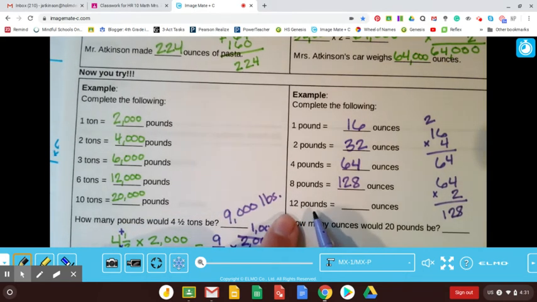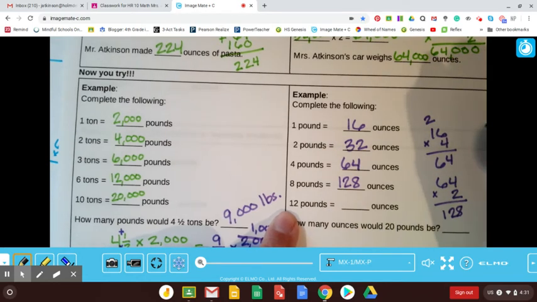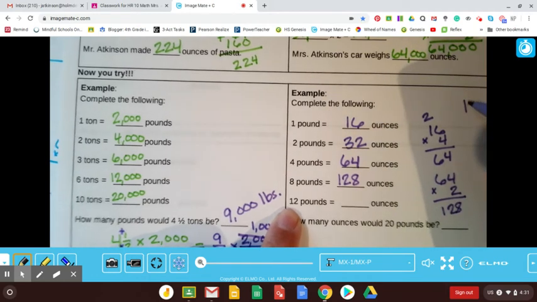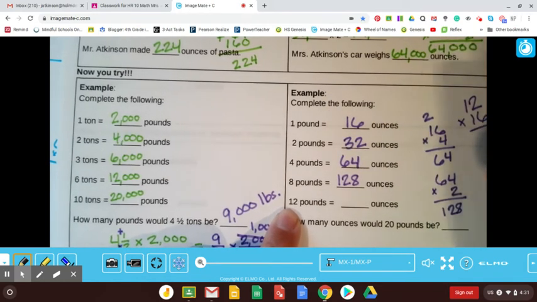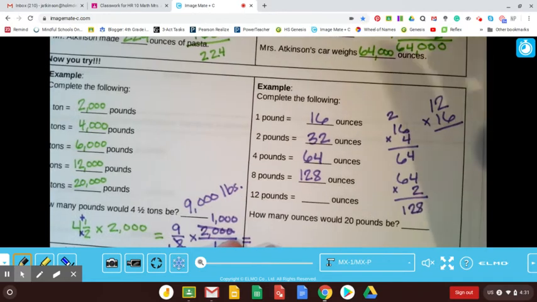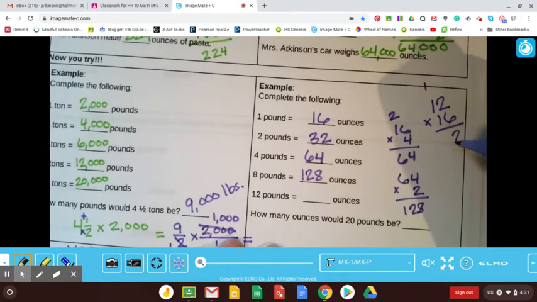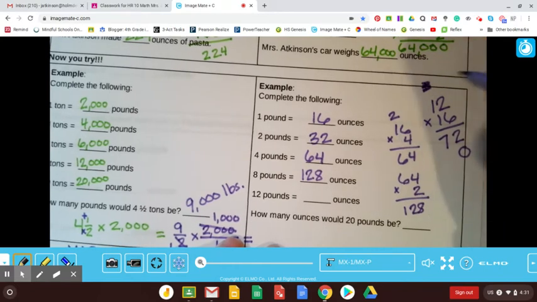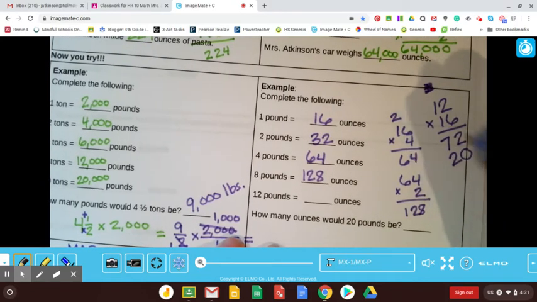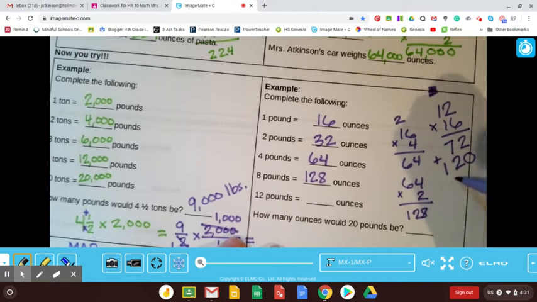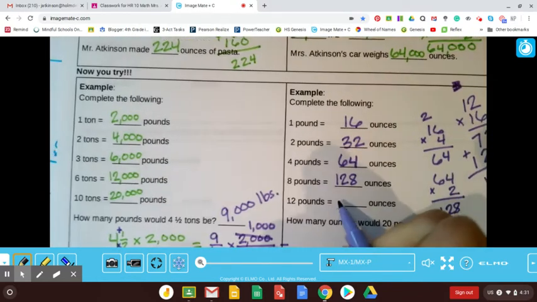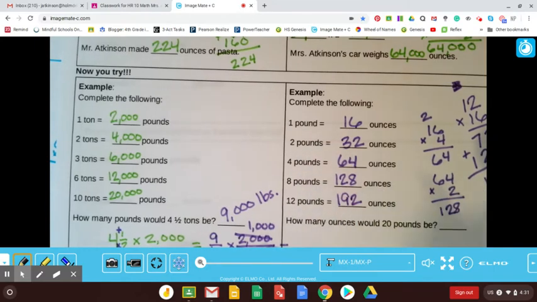All right, and the last one, 12 pounds equals how many ounces? Well, since there's 16 ounces in 1 pound, we are going to multiply 12 times 16. And let's see what we get. I get 192 ounces.